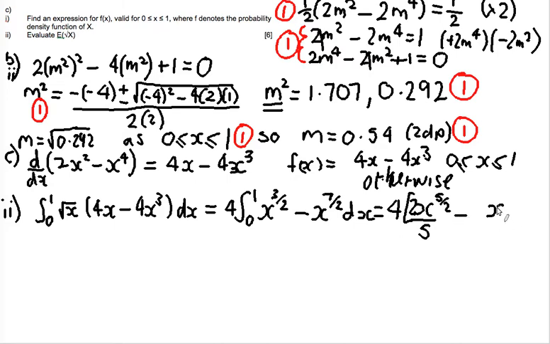Integrate x to the power of 7 over 2. We're going to increase the numerator by 2 again, so I get 9 over 2. Again, when I divide by this fraction 9 over 2, I'm going to flip the fraction and multiply by it instead, so I get 2 over 9.